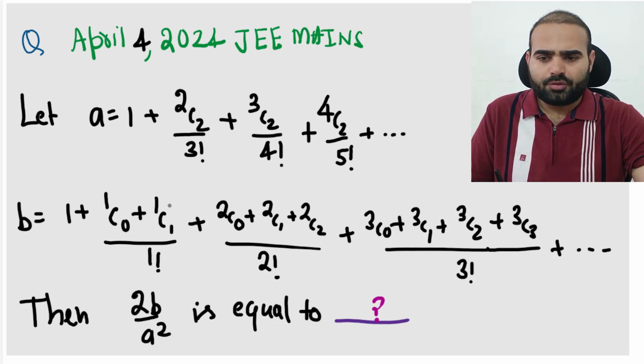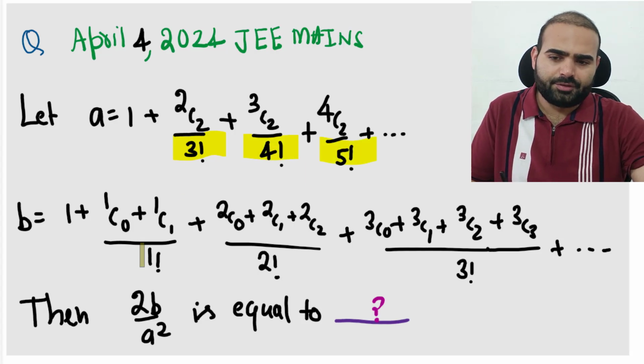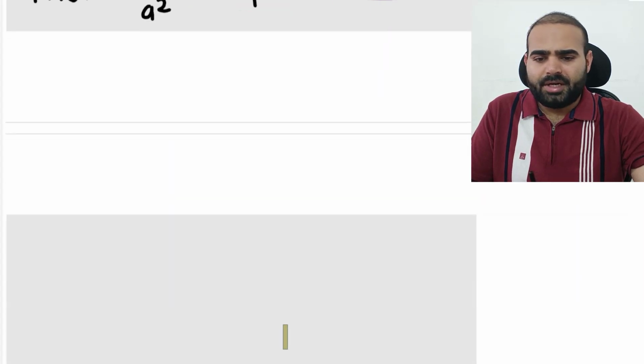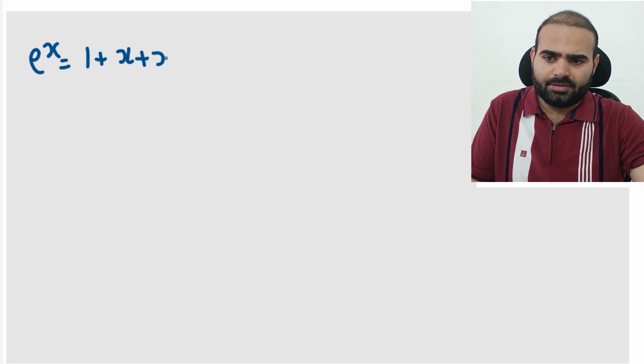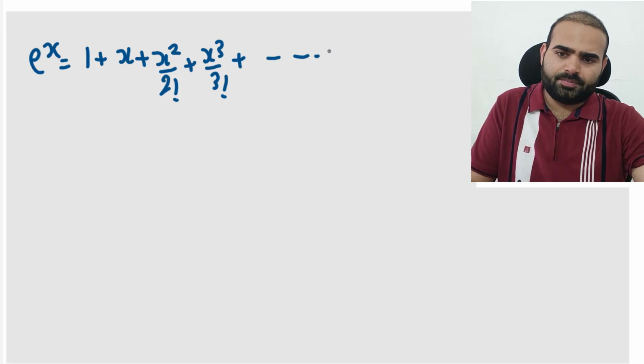Before that, let me tell you the concept. You can notice we have 3 factorial, 4 factorial, 5 factorial, 1 factorial, 2 factorial. So they are related to the exponential series. We know e power x is given this way: 1 plus x plus x square upon 2 factorial plus x cube upon 3 factorial, like that.